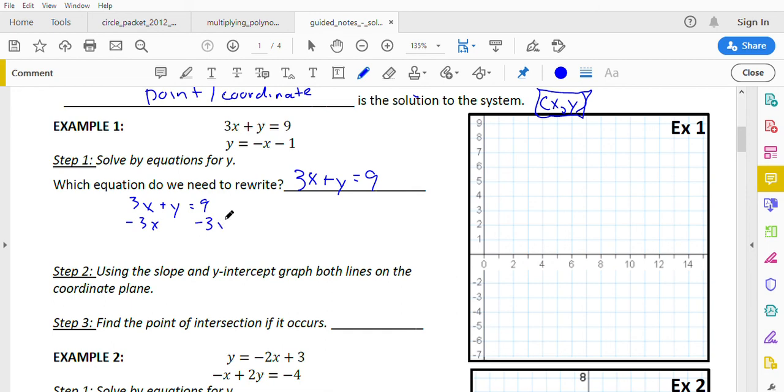Now, if you write it this way, it's not wrong. You just have to remember that your slope is negative 3 and your y-intercept is 9. For that reason, and just because we're pretty good at this, we're junior algebra students, we know what we're doing. Let's write it in the appropriate form: negative 3x plus 9. So, using the slope and y-intercept, graph both lines on the coordinate plane.